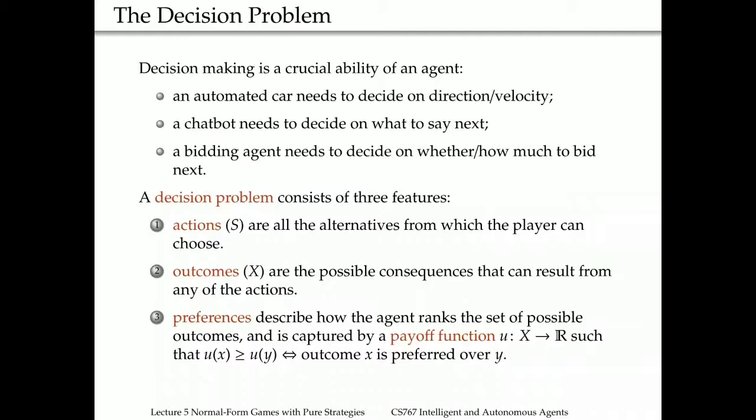Also, one of the easiest ways to represent a preference is using what we call a payoff function. It's a function that maps the outcomes to real values, so that if an agent thinks of one outcome as better than another outcome, then the payoff for that first outcome will be no less than the payoff of the second outcome. So if we want to define a decision problem, we need to specify these three things in a mathematical way.